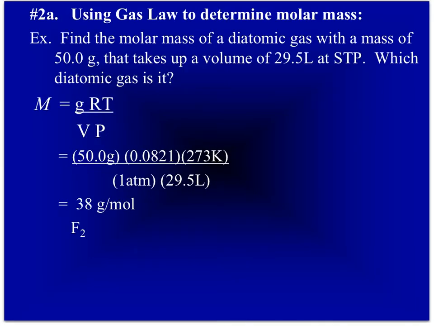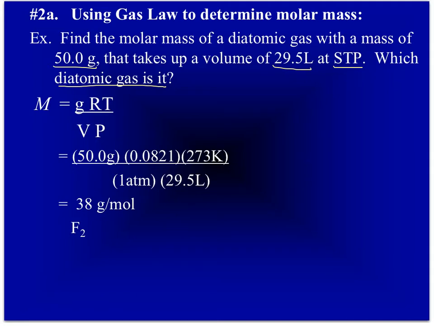Okay, so here's our problem 2A. We're going to try and find the molar mass of a diatomic gas. The reason we're trying to find the molar mass is so we can identify what type of gas it is. It says we have 50 grams of it, and we're given a volume, temperature and pressure. Once we find the molar mass and get a numeric value, then we need to figure out what is the actual formula, because we know it's a diatomic element.